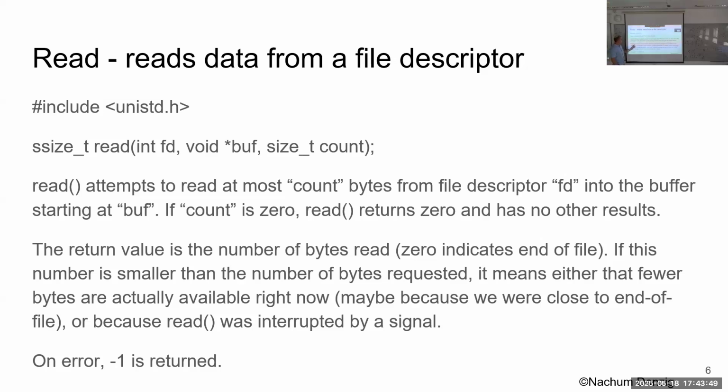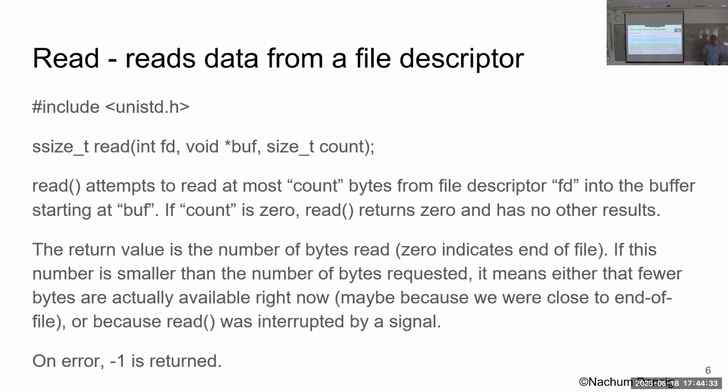So the return value is the number of bytes read. 0 indicates the end of a file. Also, a number less than the count indicates the end of the file. If this number is smaller than the number of bytes requested, it means that either fewer bytes are actually available right now, maybe because we're close to the end of the file, or because read was interrupted by a signal. You could get a smaller number because somehow the read was stopped in the middle. It never happened to me, in all my years of programming, that read stopped in the middle, but theoretically. On error, -1 is returned. What could be an error?